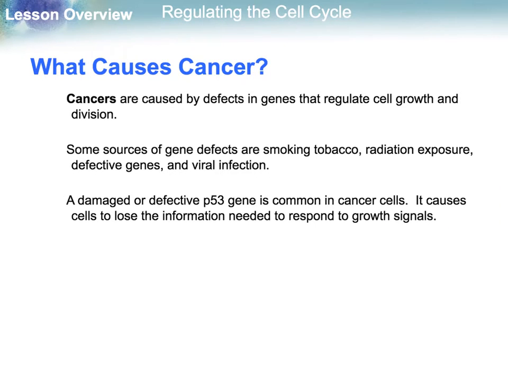Cancers are caused by defects in genes that regulate cell growth and division. Some sources of gene defects are smoking tobacco, radiation exposure, defective genes, and viral infections. For instance, a damaged or defective p53 gene is common in cancer cells. It causes cells to lose the information needed to respond to the growth signals.